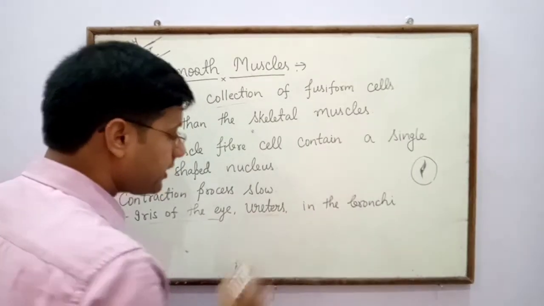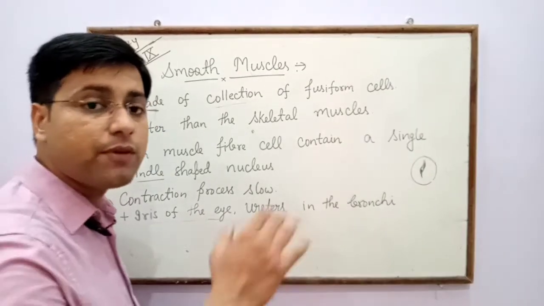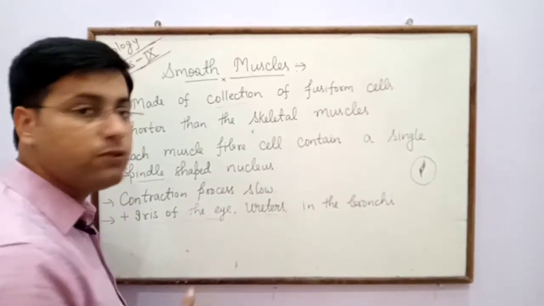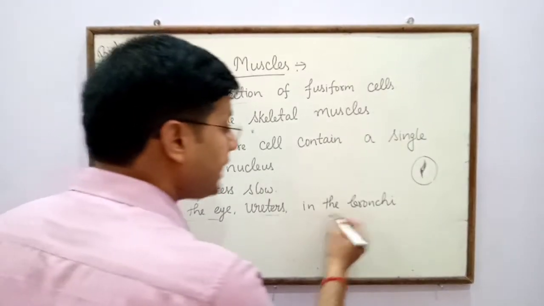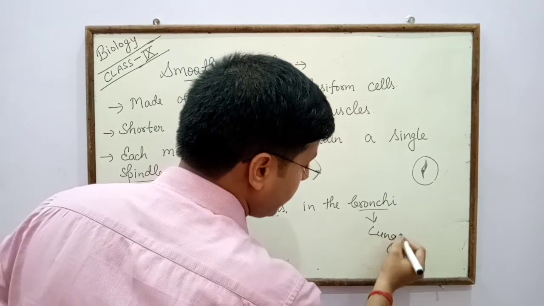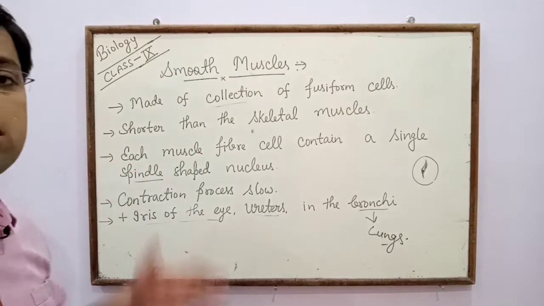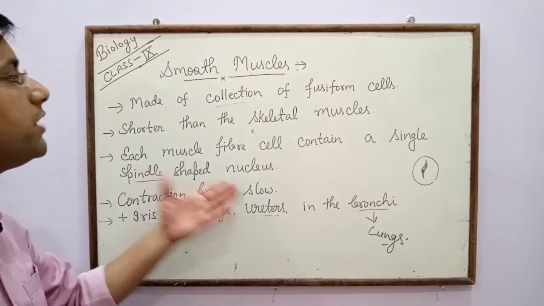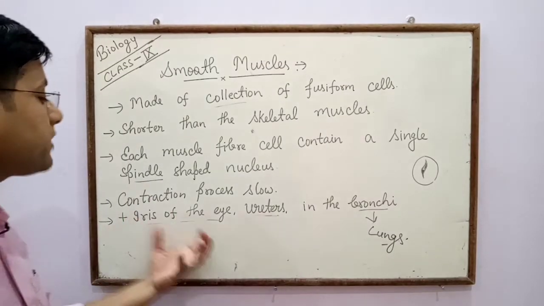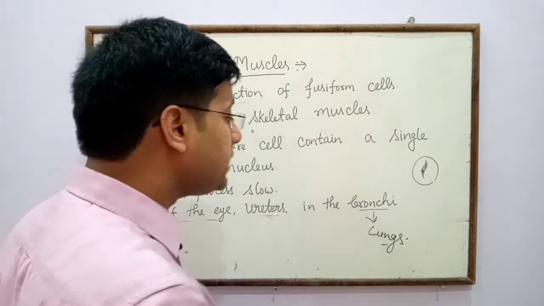After that, in the ureters. There is one pair of ureters in a human being, responsible for conduction of urine from the kidney to the urinary bladder. And in the bronchi, which are present in our respiratory organs like the lungs. So where the smooth muscles are found is very important: commonly in the iris of the eye, in the ureters, and in the bronchi of the lungs.